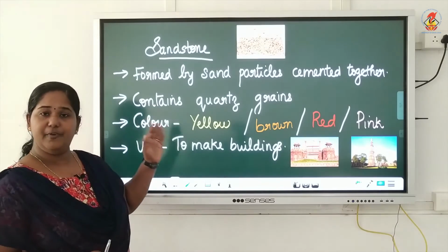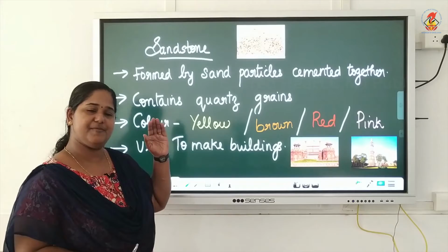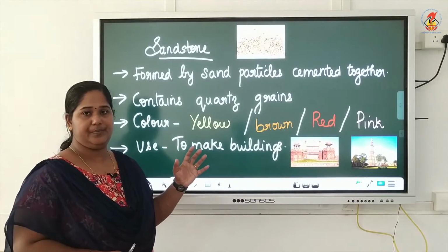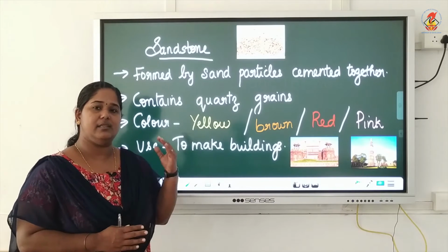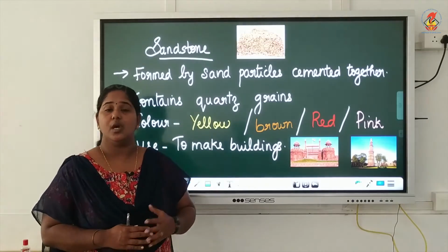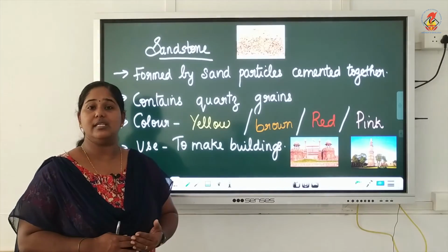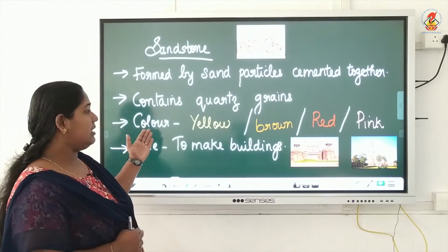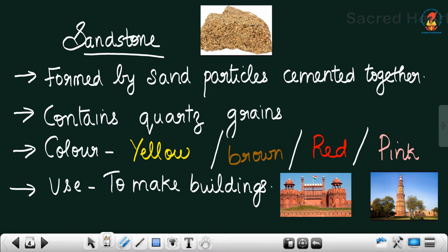Sandstone is formed from particles of sand, as the name suggests, cemented together. It contains quartz grains. Which mineral cements together the sand particles in sandstone? It is the mineral quartz which holds these sand particles together, and this gives rise to the rock sandstone. Its colors are a variety: it can be yellow, brown, red or pink. Which are the colors? Yellow, brown, red or pink.